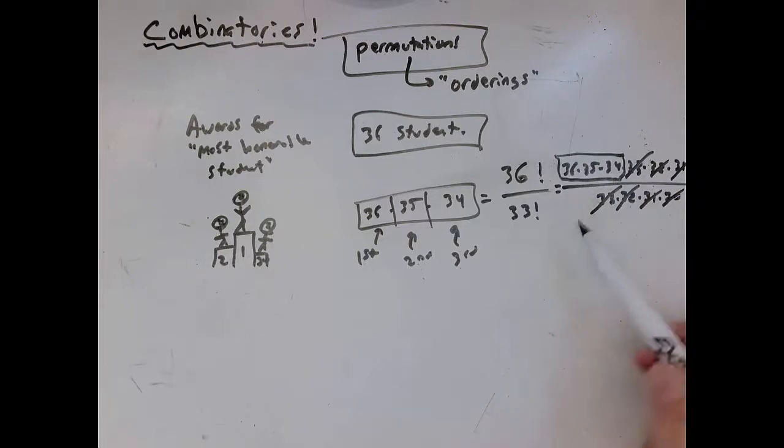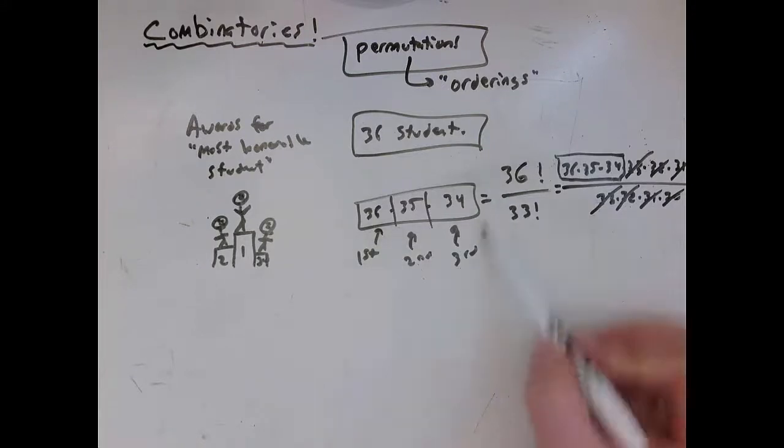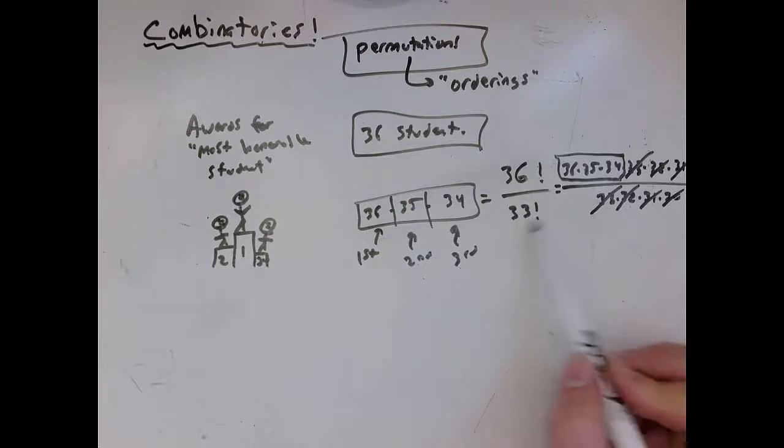So that's the idea: if you have a factorial that you want to cut off at a certain point, you just divide by a smaller factorial that will cancel all of the smaller terms.